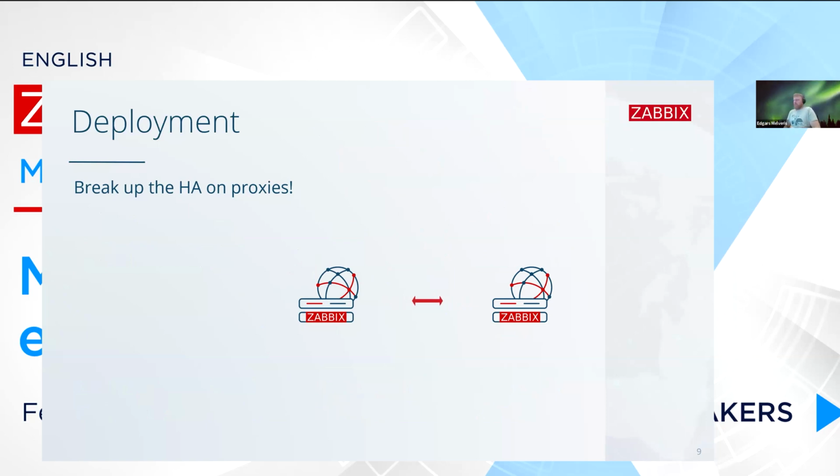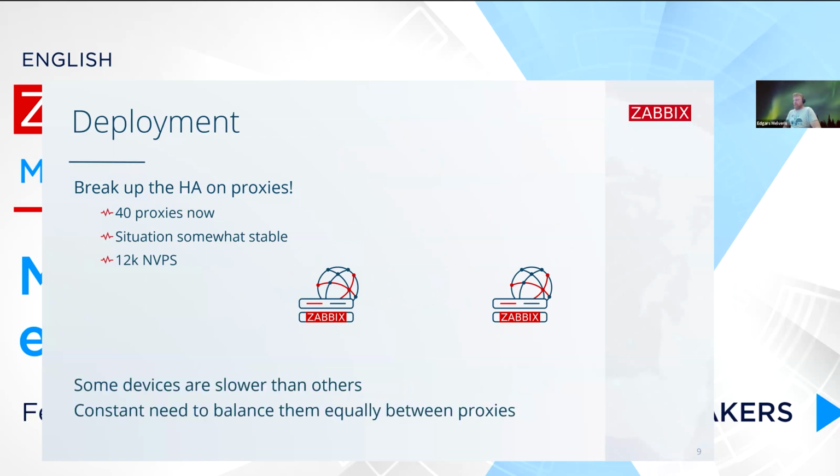We were most of the time collecting most of the data with 40 proxies. But again, it was a lot of work to manage all of this, because not all devices are as slow as the others. We never really know if we put these 5 new hosts on this proxy, will it overload it or not? First time we put 5 hosts, everything is fine, no change in poller busyness. We put 5 more, suddenly it is 100% busy.